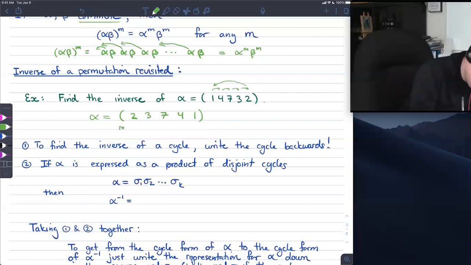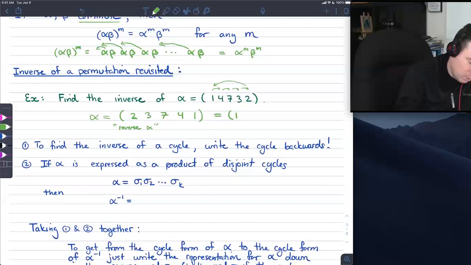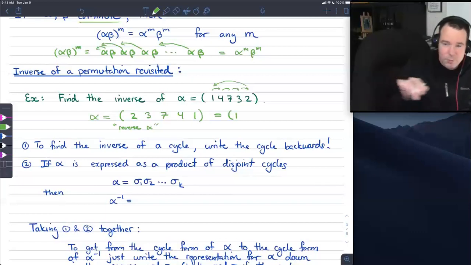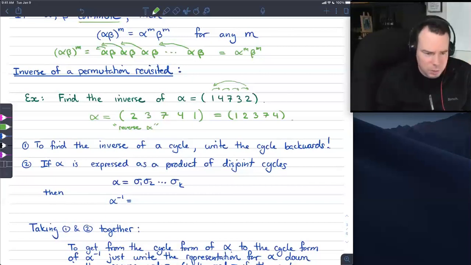So reverse alpha. And we found the inverse. That's all we do is write it in reverse. Now, our convention is to usually start with the smallest number. So at this point, we can say, okay, I'll rewrite the cycle so that I start with the smallest number. And that's going to be 1. And then I just read from left to right, cycling around if necessary. So if I start with 1, the next number is 2, 3, 7, 4. And that's our inverse.